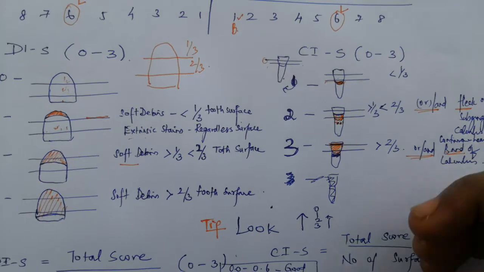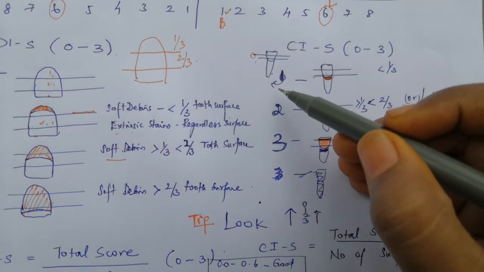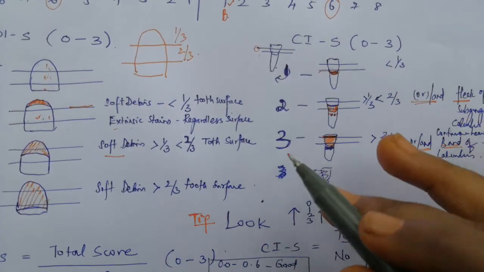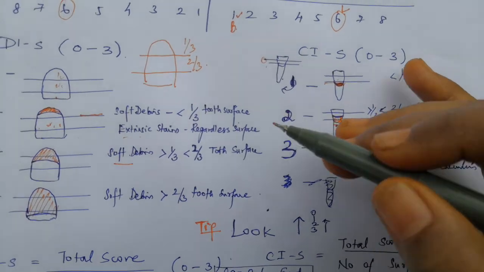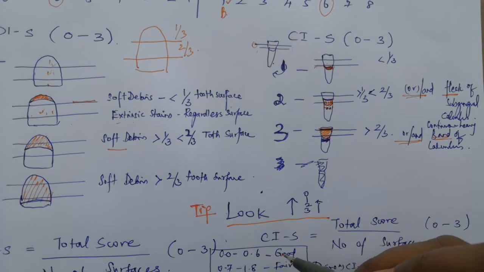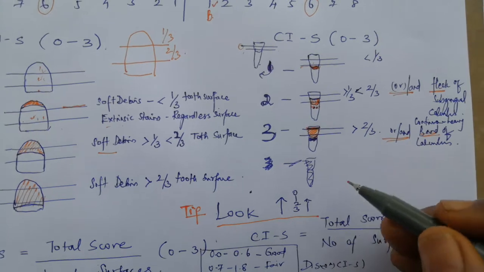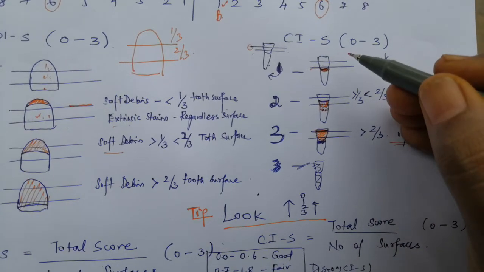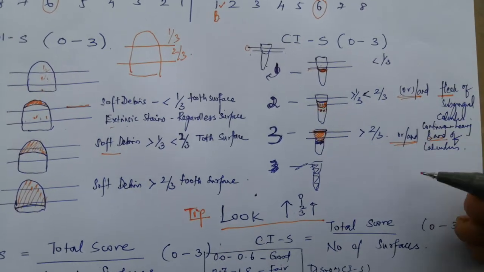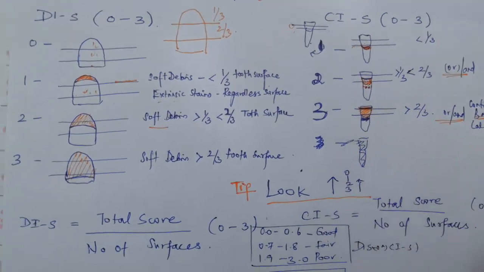Whenever you are examining a tooth, do not look for score 1, 2, 3 in order. Rather, first see whether the third score is present in that tooth or not. Then you move on to the second score, then you see for the first score. That is a tip to reduce the duration of examination. First see whether 2/3 is involved, or 1/3, less than 1/3. You have to move like that. Whether the band of calculus is involved, whether the flecks of calculus, you have to move from the third score till the 0 score.